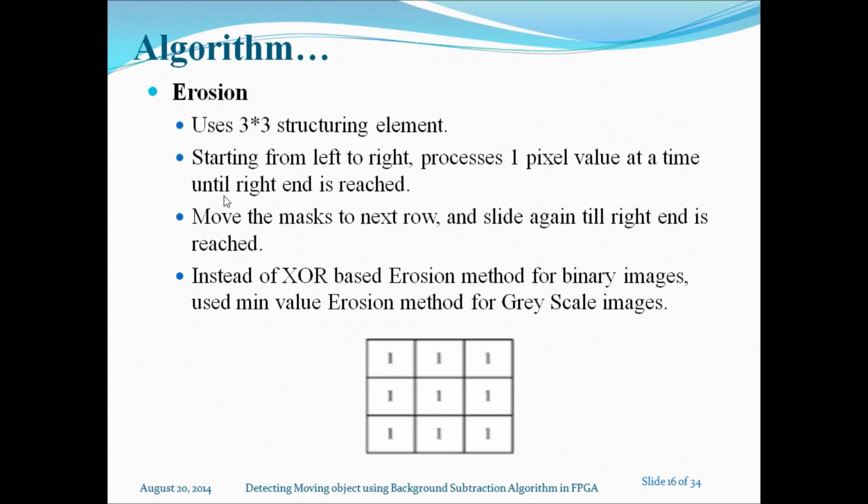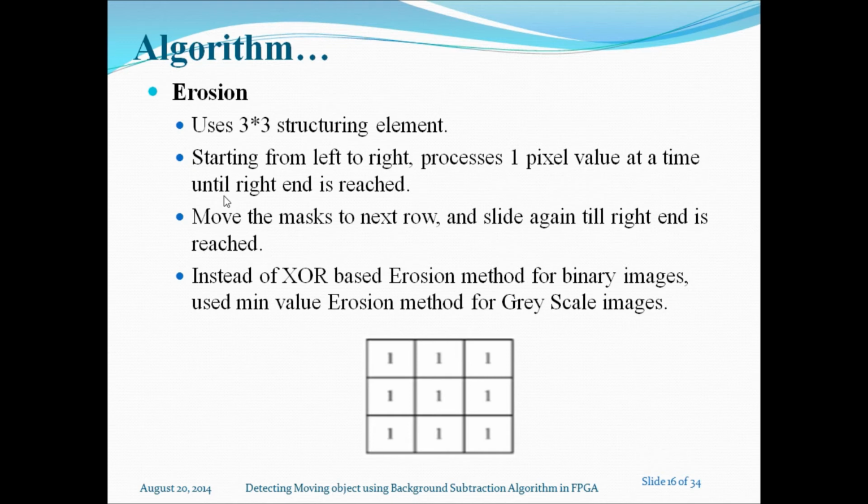In erosion, a structuring element of size 3 by 3 is used. The structuring element containing all ones is as shown here. So we start from left to right. First we put the structuring element on top of the difference image and then slide from left to right, processing one pixel value at a time. This operation continues till the row ends. Then we move the mask to the next row and slide again to the right. This operation continues till all pixels in the difference image are processed.